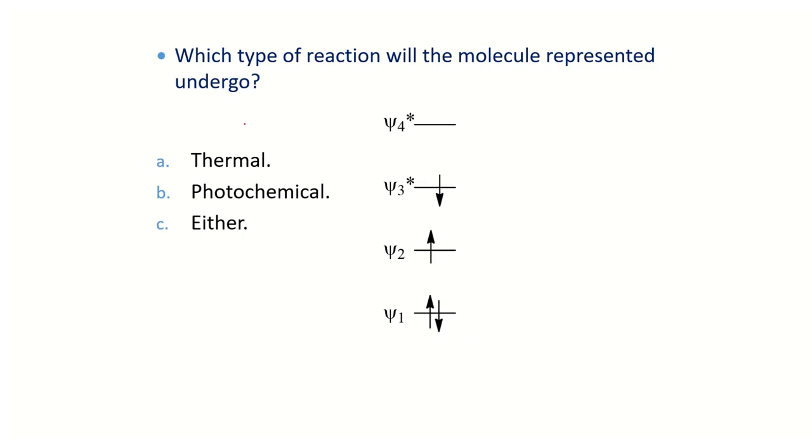So we can ask a simple question like this: what type of system is this representing? And of course you can see we have a singly occupied Psi3, and so that has to be photochemical because it's an excited system.